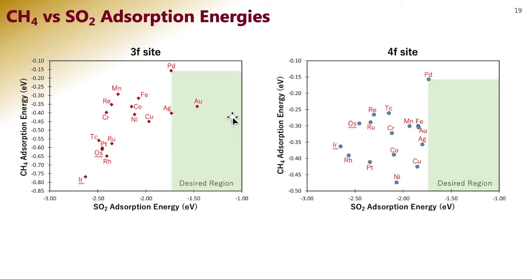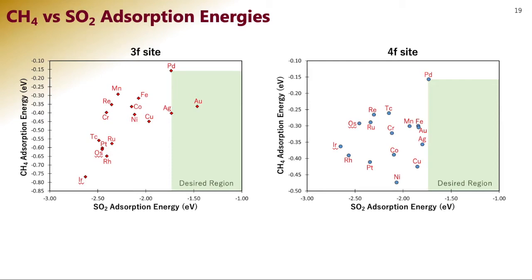For M substitution of the palladium 3F site, an approximate linear trend in the adsorption energies of methane versus SO2 can be seen. As I've discussed earlier, analysis of the electronic properties of the PdO(101) surface points to the importance of the palladium 3F atom in both the activation of CH4 as well as the adsorption of SO2. On the other hand, for the M substitution of the 4F palladium site, the plot is more scattered.